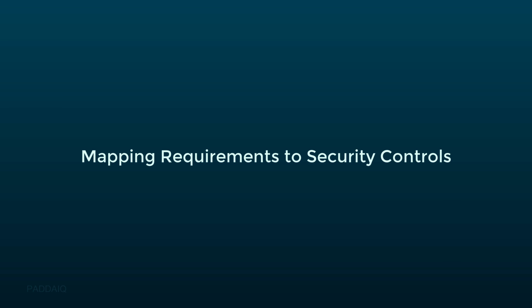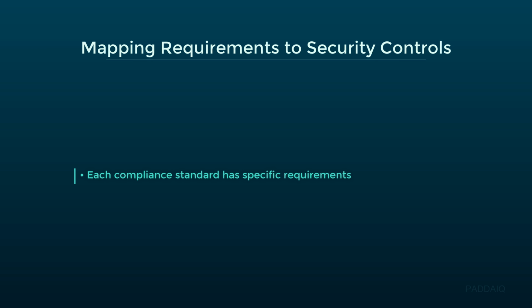Mapping requirements to security controls. Each compliance standard has specific requirements. This means different regulations like GDPR or HIPAA have unique rules you must follow. For example, GDPR requires data encryption, while HIPAA focuses on patient data access logs. Always identify and apply the exact controls mandated by each standard to ensure compliance.